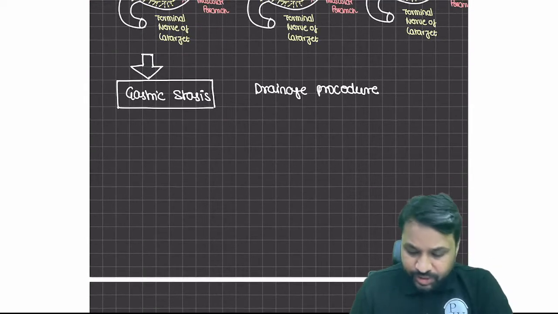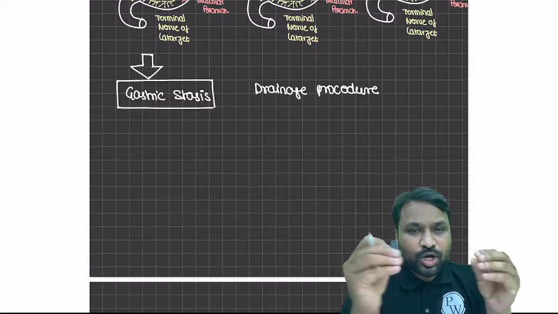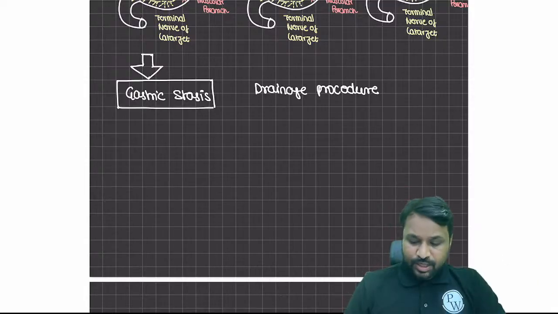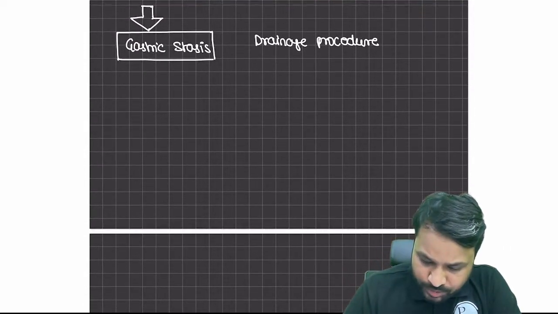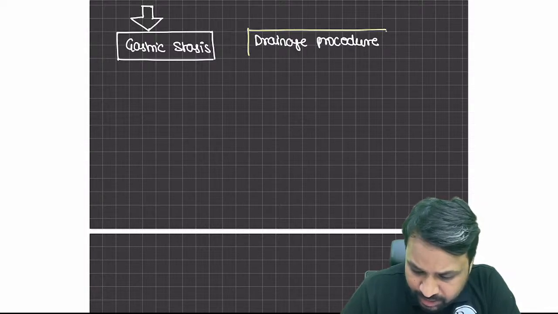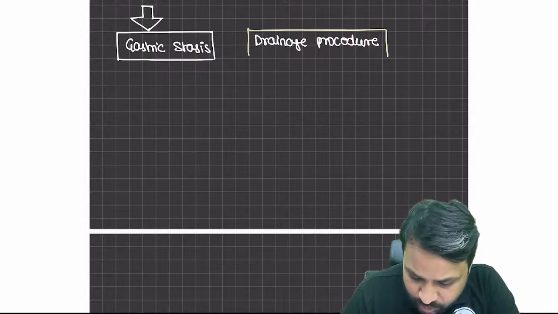The basic goal of a drainage procedure is that whatever stasis is caused because of failure of that sphincter mechanism, you have to recreate that. So in a drainage procedure I have two options. How do you create a drainage procedure? Either I can go with a Heineke-Mikulicz pyloroplasty or a Jaboulay pyloroplasty. So try to understand both.